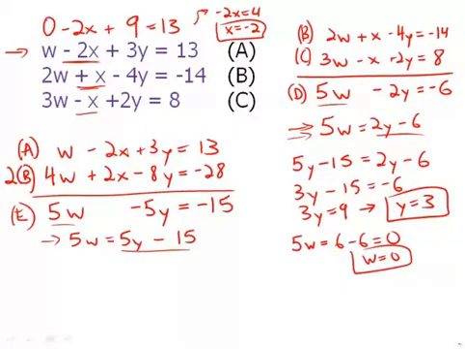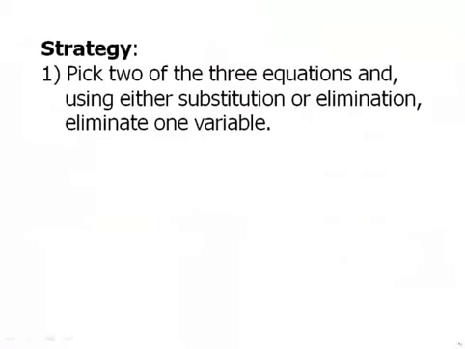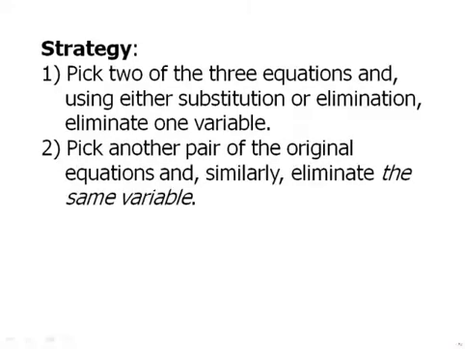Again, notice that the strategy I used was to reduce the 3 equation, 3 unknown scenario to a 2 equation, 2 unknown scenario. So just to summarize, first of all, I'm going to pick 2 of the 3 equations, and using either substitution or elimination, eliminate 1 variable. Incidentally, 99% of the time, it's going to be much easier to use elimination rather than substitution. Then I'm going to pick another pair of those original equations and similarly eliminate the same variable.